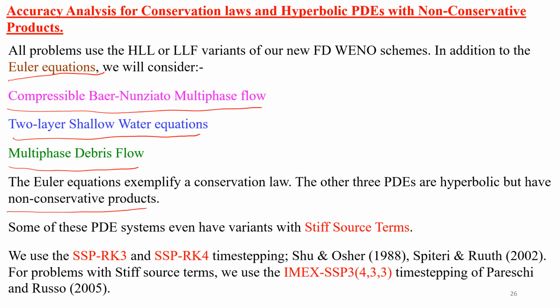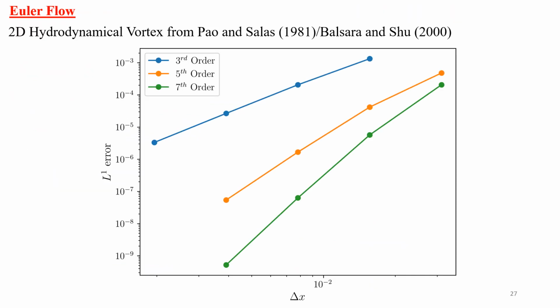We're also going to do some problems with stiff source terms. So for problems that don't have stiff source terms, we're going to use the SSPRK3 and SSPRK4 schemes, which are very popular. And for problems that have stiff source terms, we're going to use a third order accurate IMEX scheme from Pareschi and Russo, which is also SSP in its behavior.